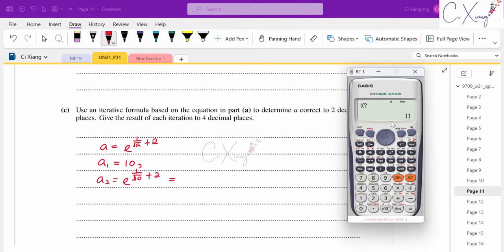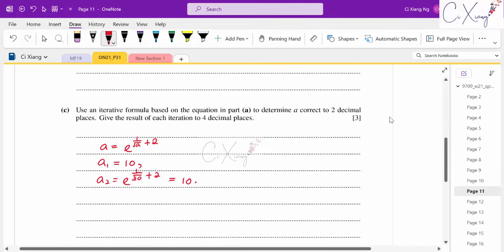Press calculate. Your initial value is 10, right? So put in the 10 and press the equal sign. You'll get 10.1374. They are asking us for the iteration correct to 4 decimal places, right? So please make sure that you write out the answer until 4 decimal places. Therefore, I'm having 10.1374.